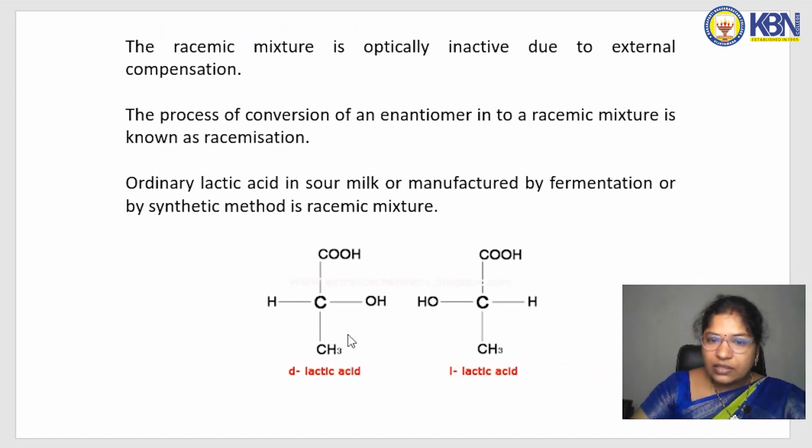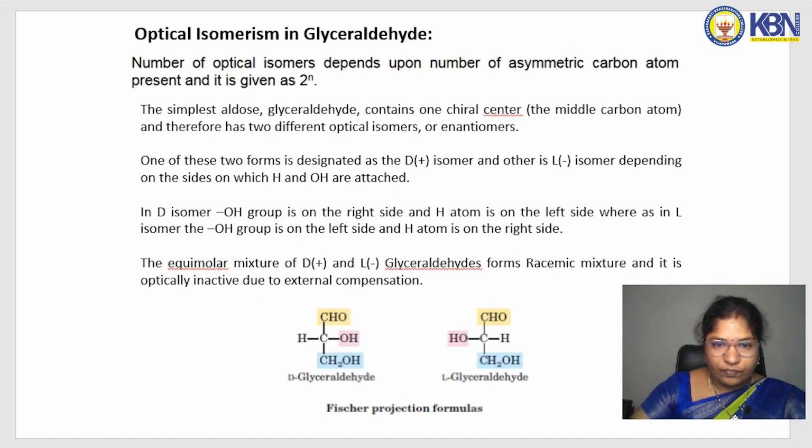This is the simple D-lactic acid and this is the L-lactic acid. In D-lactic acid, this is the chiral carbon. In L-lactic acid, this is the chiral carbon. In a chiral carbon, 4 different groups are attached, so it is a chiral center. In D-lactic acid, the OH group is on the right side and the hydrogen on the left side. In L-lactic acid, the OH group is on the left side and the hydrogen on the right side. The equimolar mixture of both D- and L-lactic acid is optically inactive.